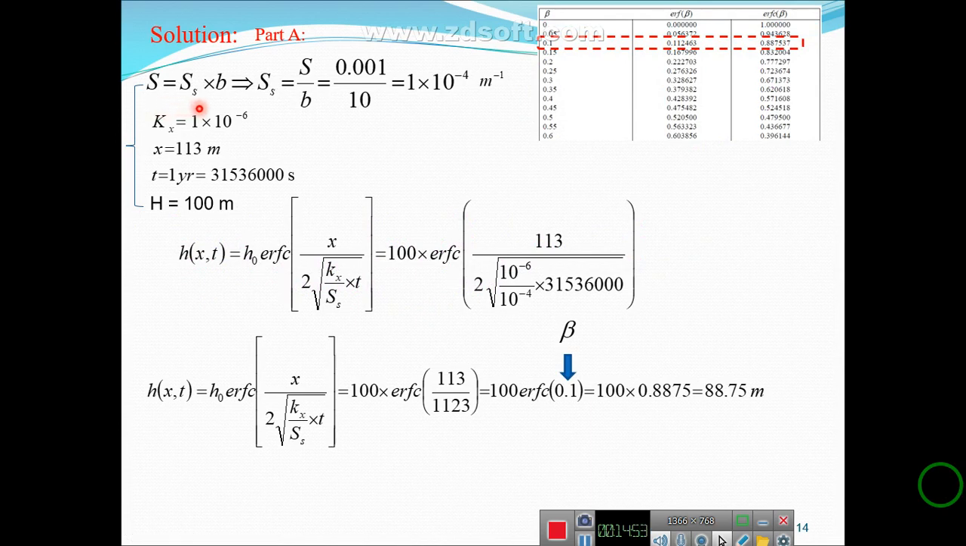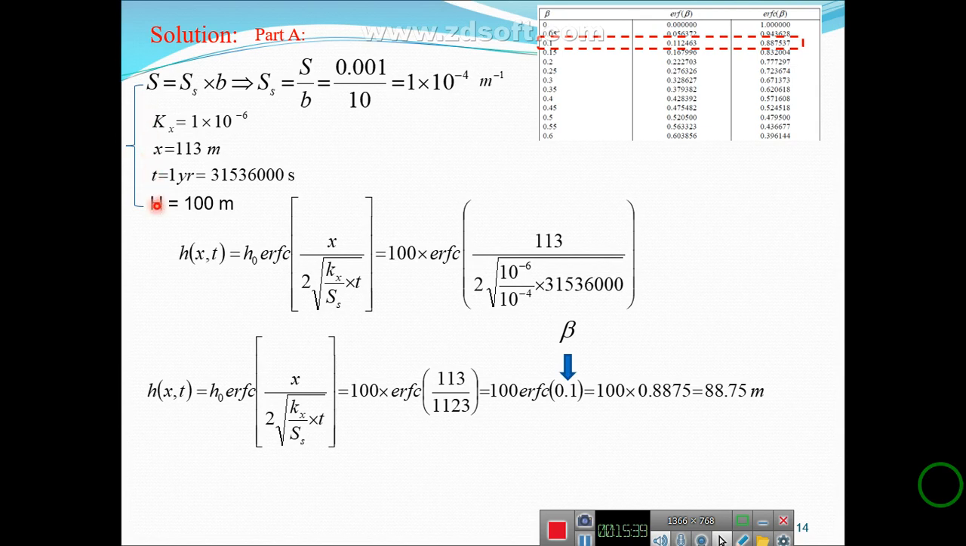Okay, we first use this equation to calculate the specific storage Ss from the storage coefficient of aquifer S. So Ss is equal to S over B. B is the thickness of aquifer. It is 10 meter. The result for the specific storage is 1 times 10 to the power of negative 4 meter to the power of negative 1.